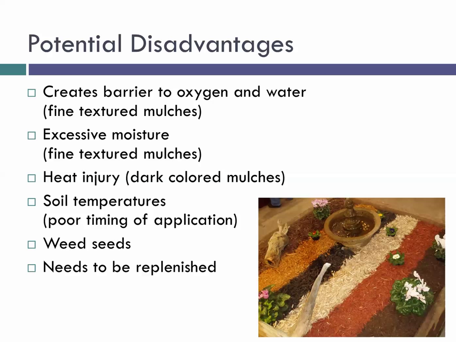If you put it on too early in the spring, your soils may not warm up as they should. If you put it on too early in the fall, the soils may not cool down as they should. So I like to put down my mulch when soil temperatures are at a fairly stable point. Depending on where you get your mulch, you may bring in weed seeds, and it does break down, so it needs to be replenished.